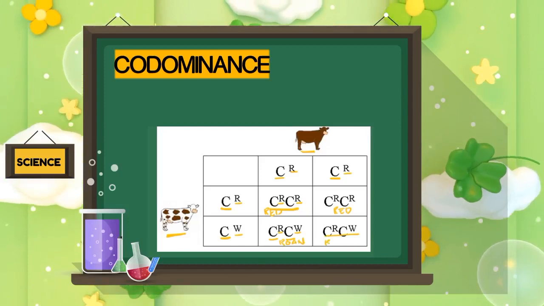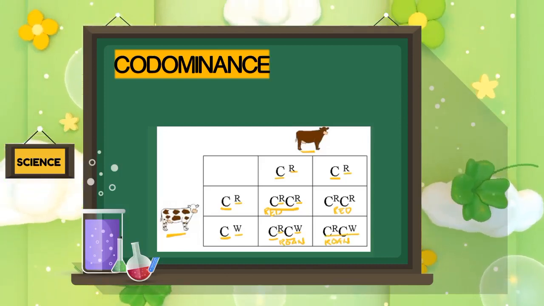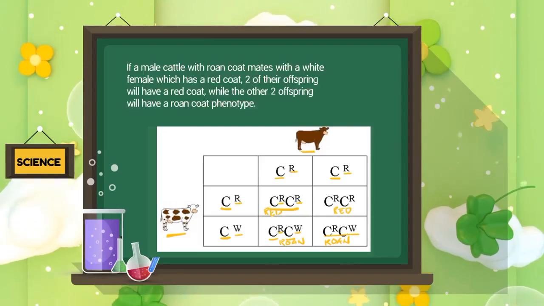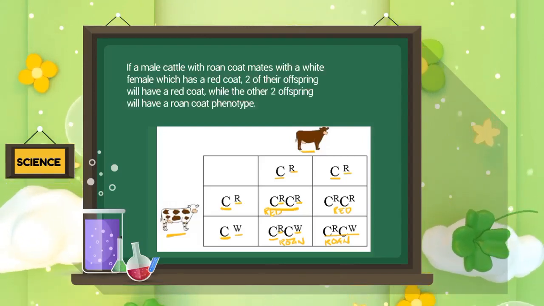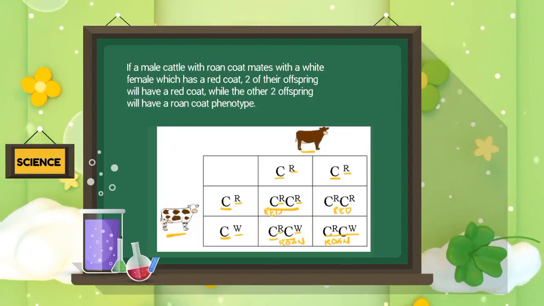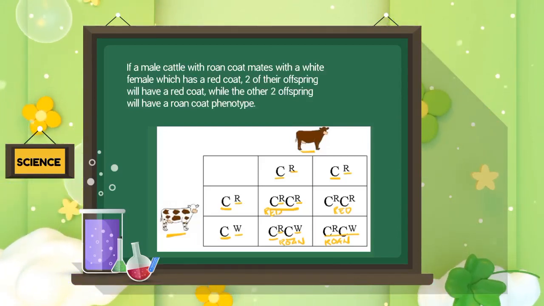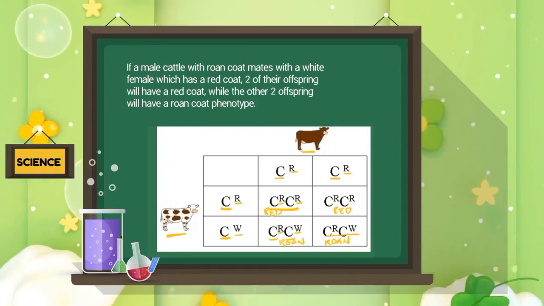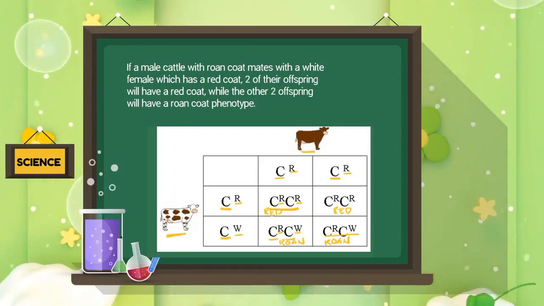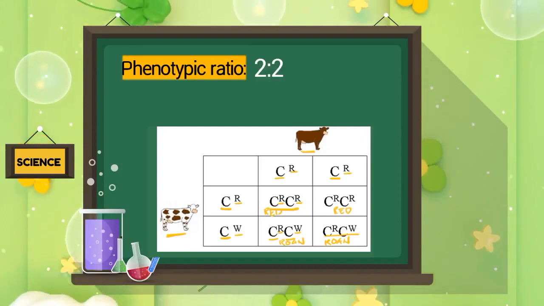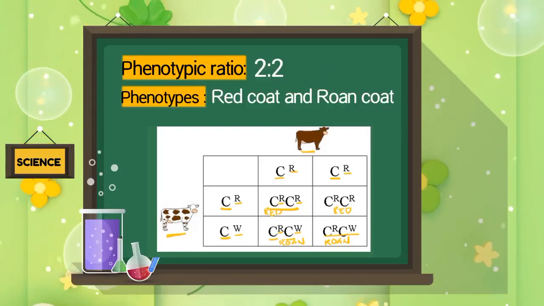This means that these two offspring have a roan coat phenotype. Therefore, if a male cattle with roan coat mates with a female which has a red coat, two of their offspring will have a red coat phenotype, while the other two offspring will have a roan coat phenotype. And this gives us the phenotypic ratio of 2:2 for red coat and roan coat phenotype.